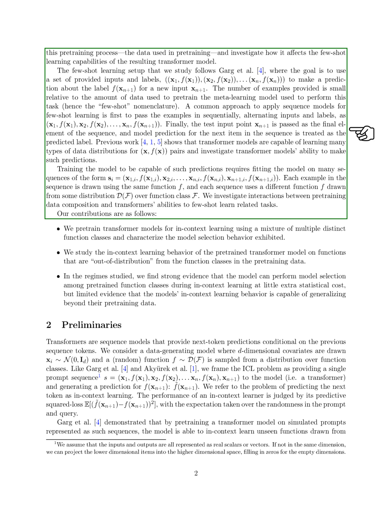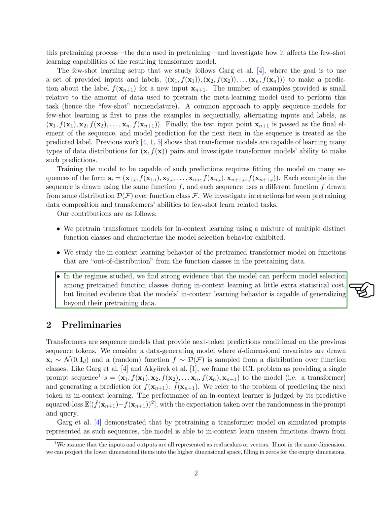We also investigate how the composition of pre-training data affects the ability of transformers to learn related tasks in a few-shot manner. Our findings reveal that the model can perform model selection among pre-trained function classes during in-context learning with little extra statistical cost. However, there is limited evidence that the model's in-context learning behavior can generalize beyond their pre-training data. Transformers are sequence models that provide next token predictions based on the previous sequence tokens.